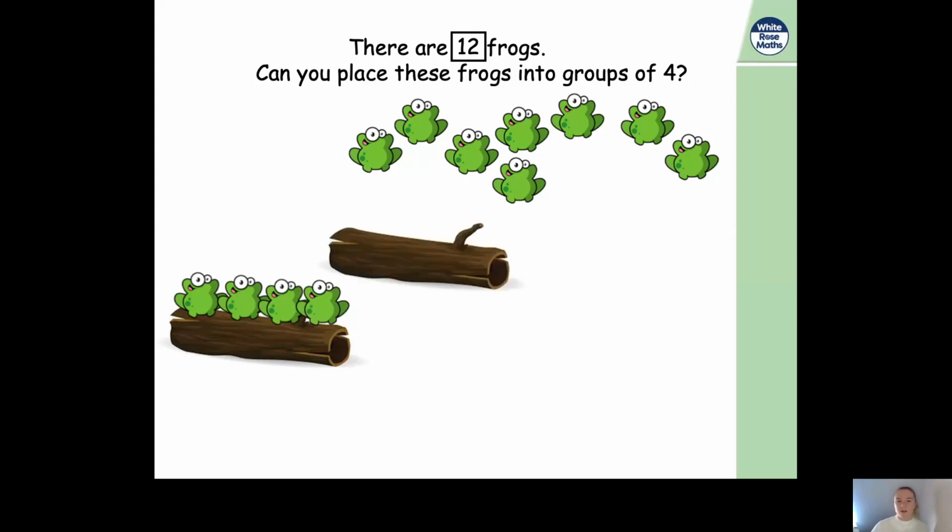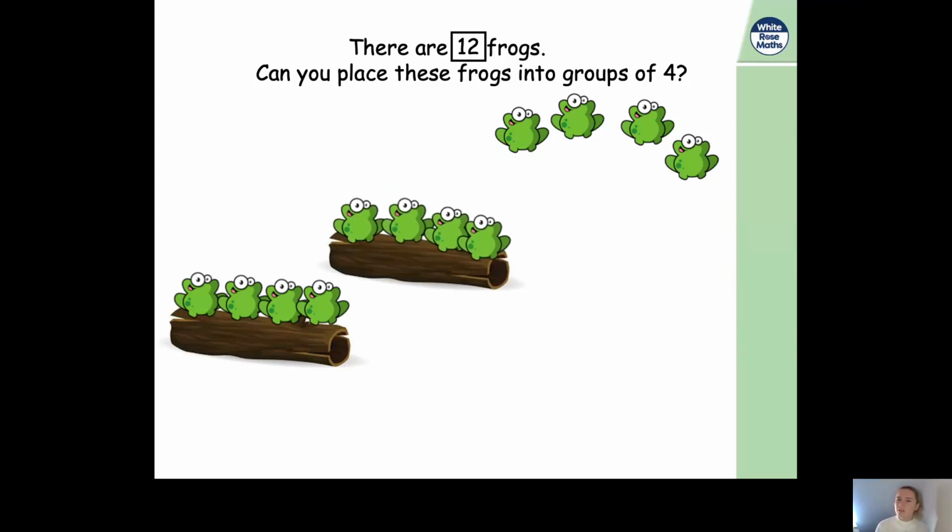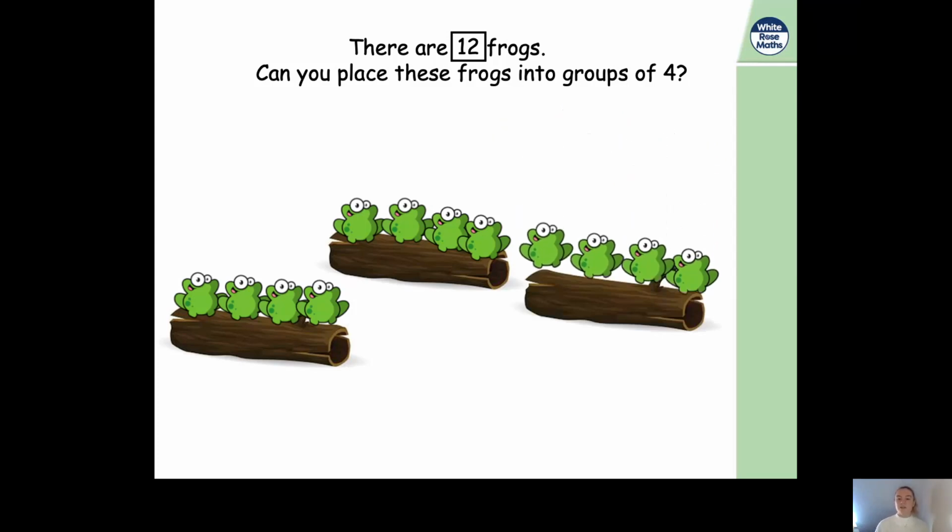Let's get another log. Okay, and we'll put 4 frogs on that as well. And then how many frogs have we got left? Yes, we've got 4 frogs left without a log. But we can make a group with those frogs because we need 4 frogs in each group. So there you go, there's your last group.